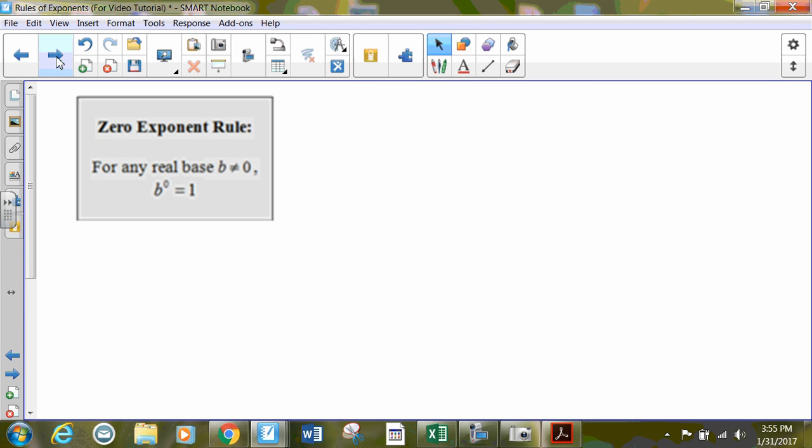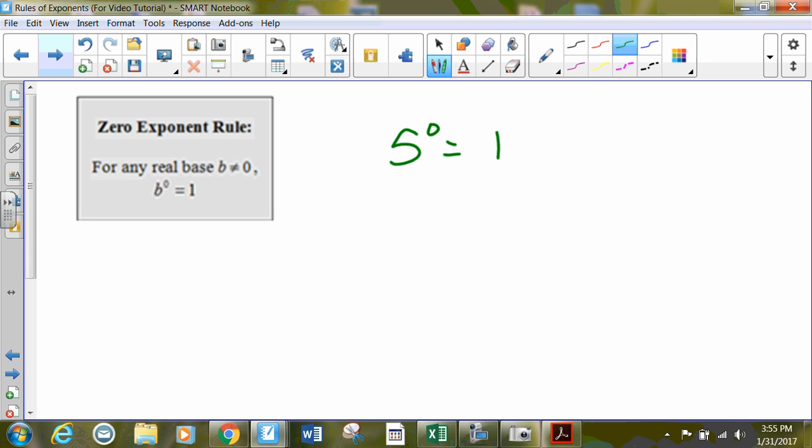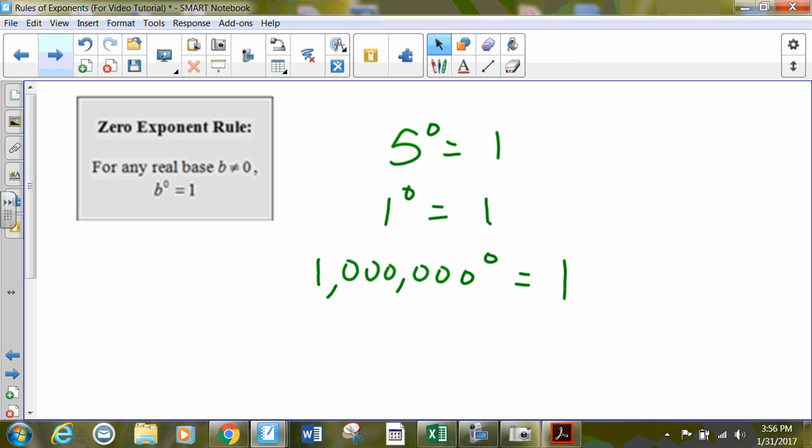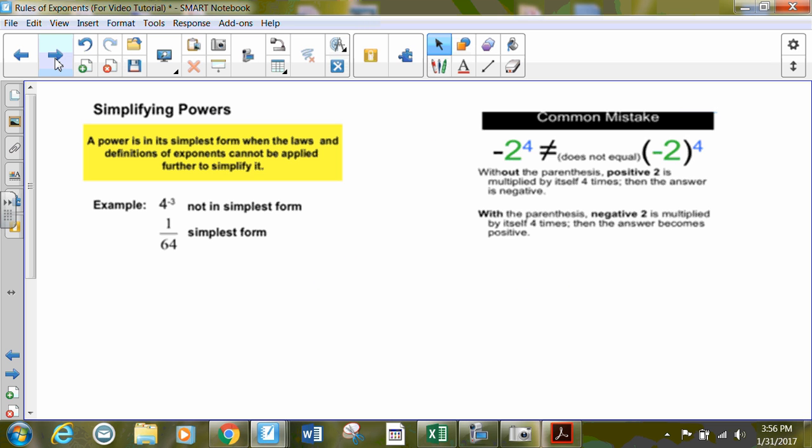One last rule to remember, anything except for 0 raised to the 0 power is equal to 1. So 5 to the 0 power equals 1. 1 to the 0 power equals 1. A million to the 0 power equals 1. If you don't believe me, try it out yourself. Except for we can't have 0 as the base. That would be undefined. All right, let's talk about some common errors first, the common mistakes over here.